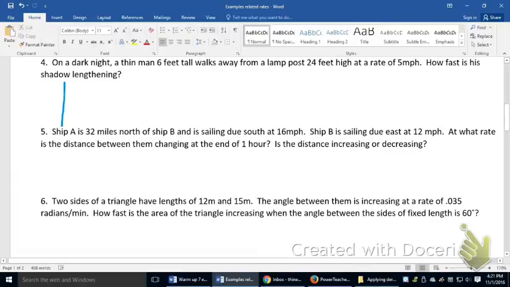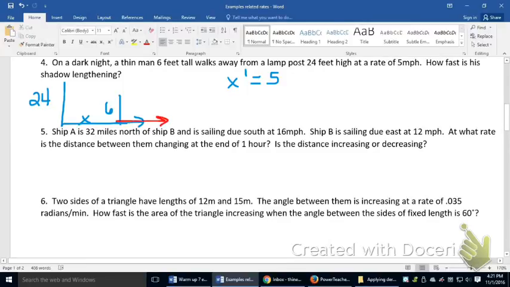So here's the lamppost. It's 24 feet high. Here's the man. He's walking away from the lamppost going that way. And he's going at a rate of 5 meters per second. And he came from the lamppost. I'm going to call this X here. So that means that X prime is 5. How fast is his shadow lengthening?